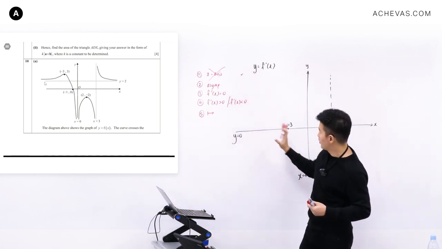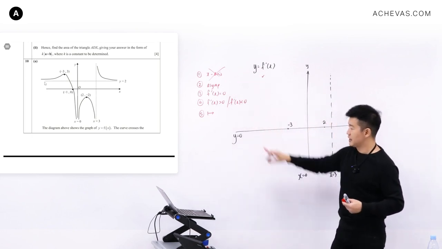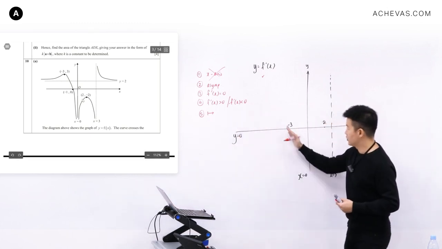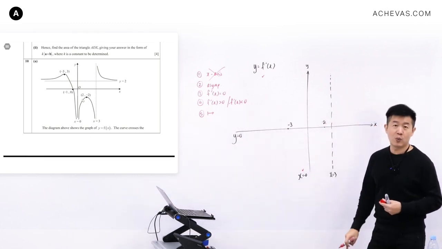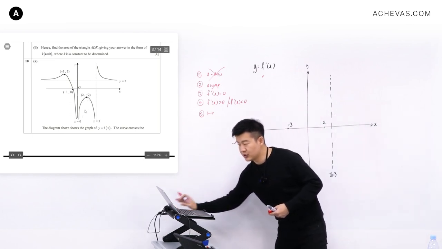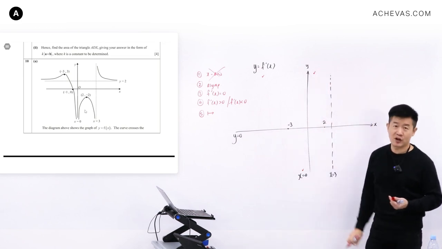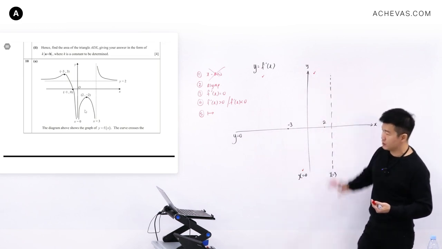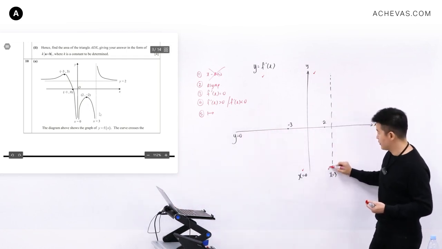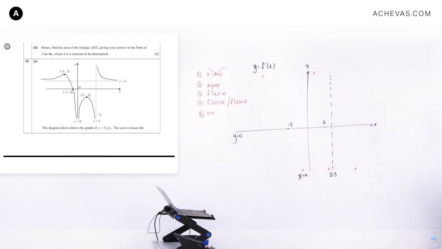The y coordinates must all be positive when I'm looking at a region that is less than minus 3. Then from minus 3 to 0, the gradients are all negative, so my y coordinate must be negative. Then from 0 to 2, the gradients are positive, so my y coordinates are all going to be positive, and my graph is going to reside on top. Then from 2 to 3, the gradients are negative, so my graph resides here. This part, the gradient is also negative, so my graph is going to reside below.